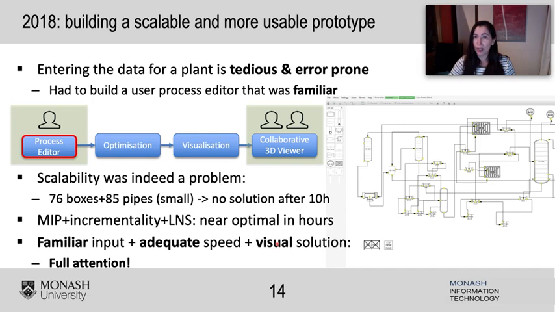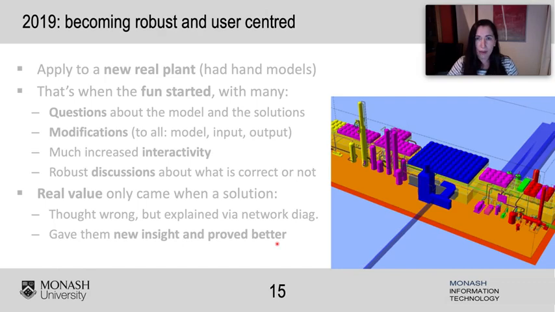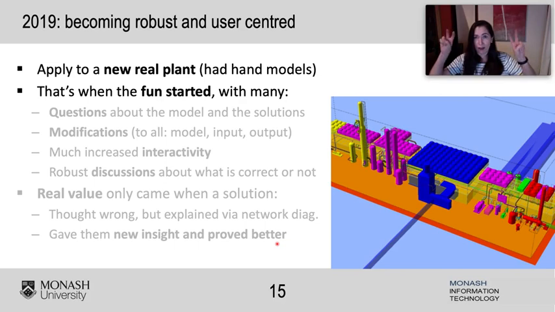So in 2019, everything was about robustness and about user-centered design. They wanted to apply it to a new real plant, one that they were building at the time and for which they had models, and they wanted to compare. And that's when the fun started. And it was kind of fun, actually.